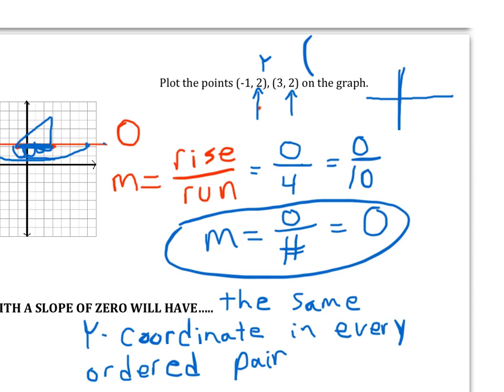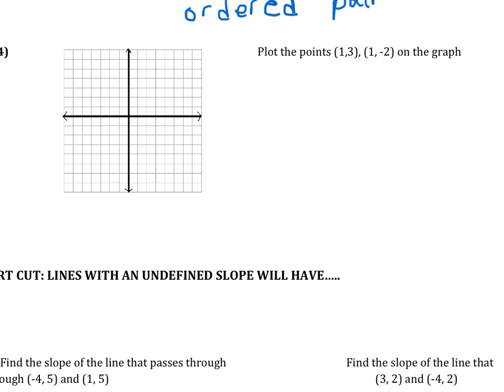I could write a ton of other ordered pairs for this one. Basically it comes down to I can write any number for x, because remember over here, this line goes on forever. I could write x is 20 all the way out here. So you have any number for x, and on this particular line, the y is always going to be 2. Now let's go down and look at this one.